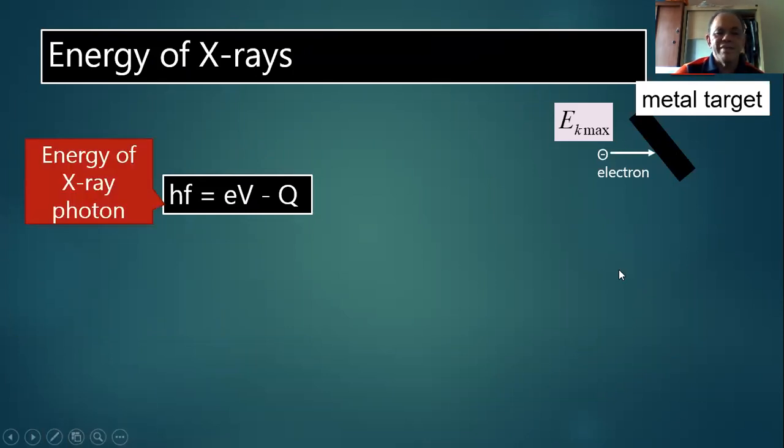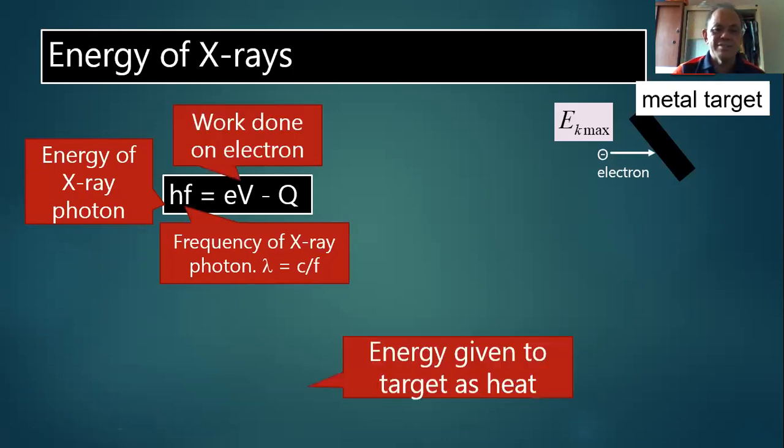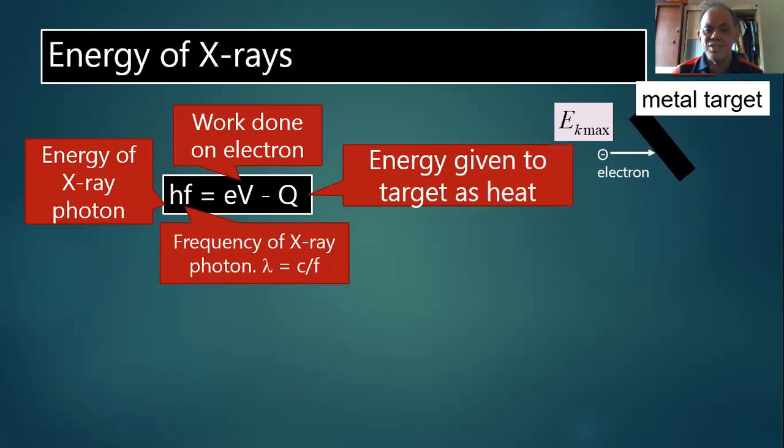So this is the energy of the X-ray that is produced. Remember, not all the kinetic energy of the electron goes to produce the X-ray. hf, where f is the frequency and h is Planck's constant, plus Q, equals eV, the work done on the electron, or the kinetic energy of the electron. Q is the energy given to the target.